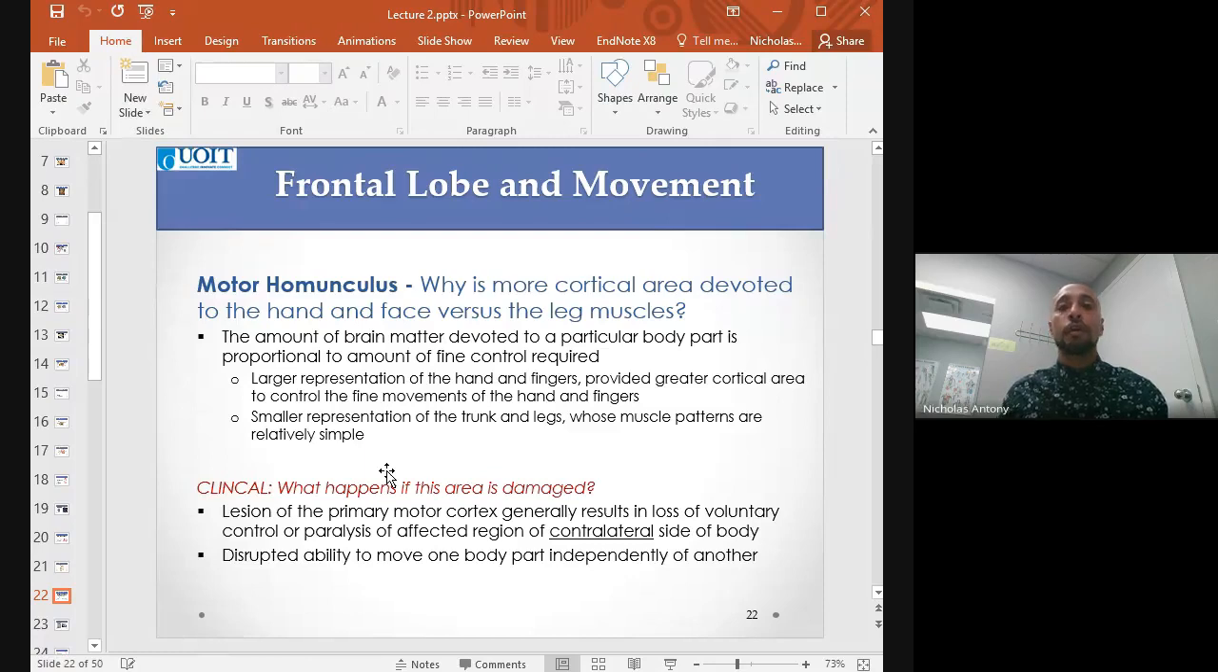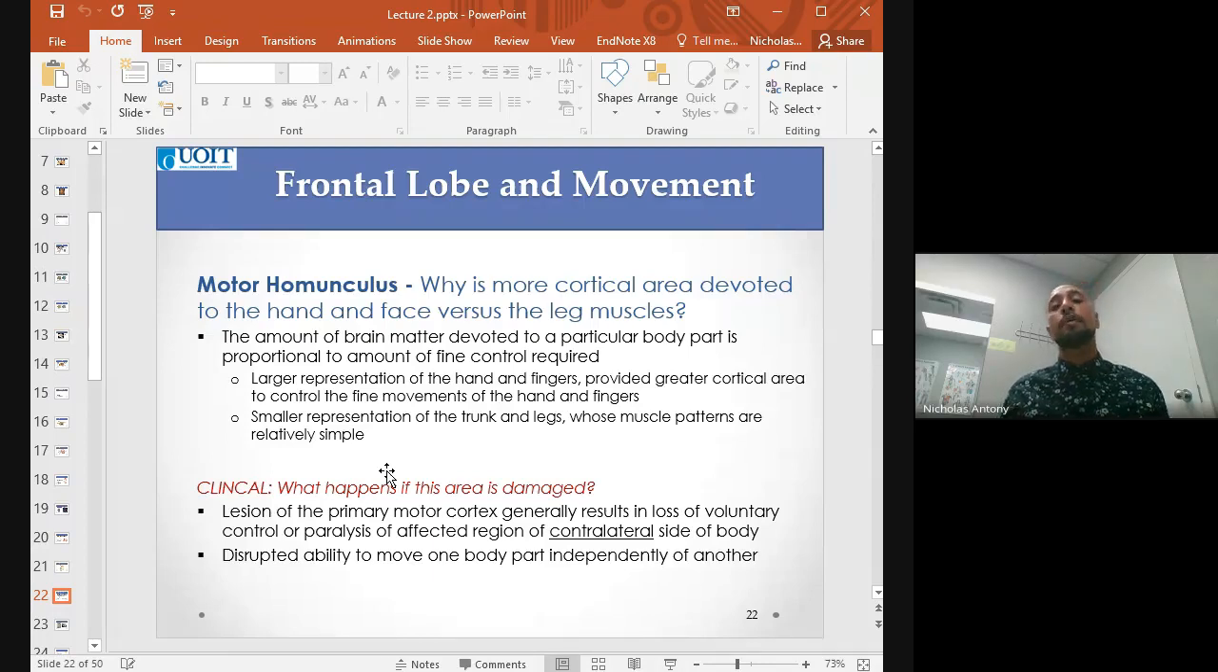Think of a marionette, which is a puppet with strings. A marionette that had four strings would have a certain amount of control versus one that had 16 strings, like the professional ones. You can do a lot more. Same idea with the primary motor cortex and the neurons going to the face and to the hands.